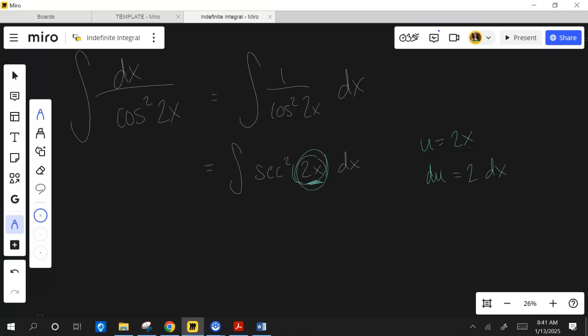What I can't move backwards on is this 2x right here. So if I let u be 2x and du then would be 2 dx, then I'm finding the integral of secant squared u du, but what am I missing? The 2. And so I counter that out front with a 1/2. Why? Because this du had to be 2 dx, and I had a dx, but I didn't have a 2. If I add a 2 inside, I have to put the reciprocal of it outside.